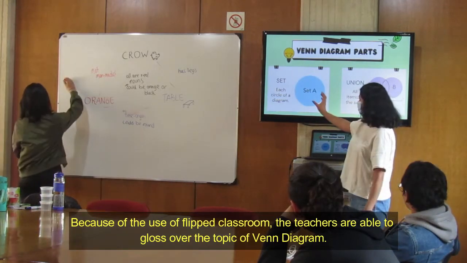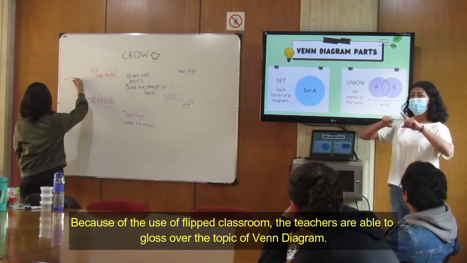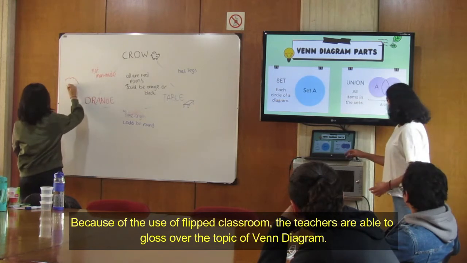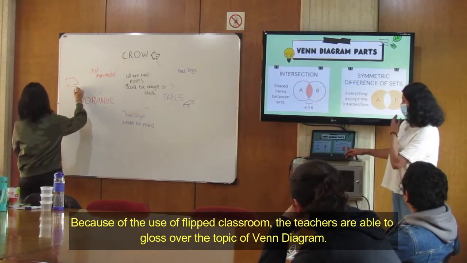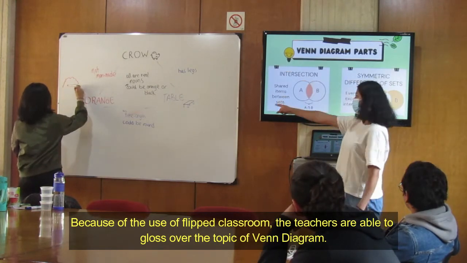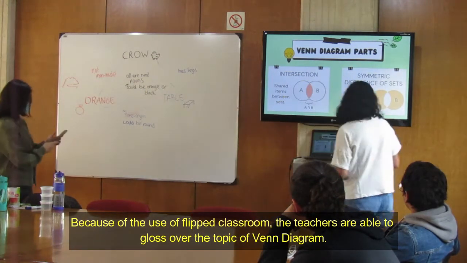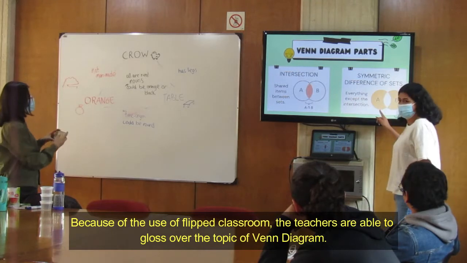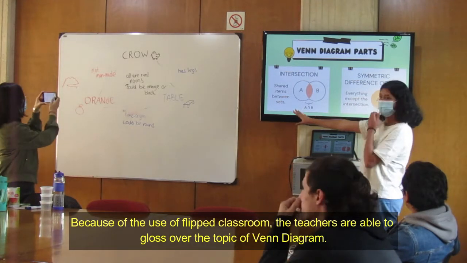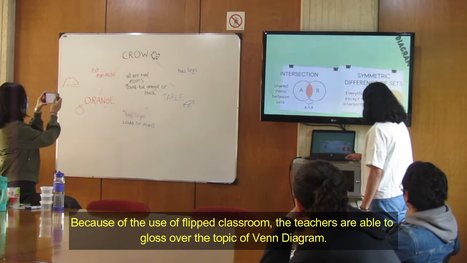So, basically, a set is each figure. The union is the whole diagram, all things inside the figures. An intersection is what is in the middle, the things that they share. For example, here the intersections will be these. This is what they do not share, so differences. That one doesn't have differences, just intersections.